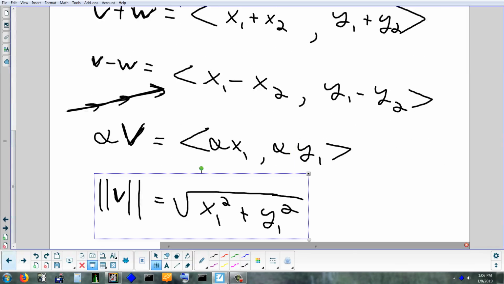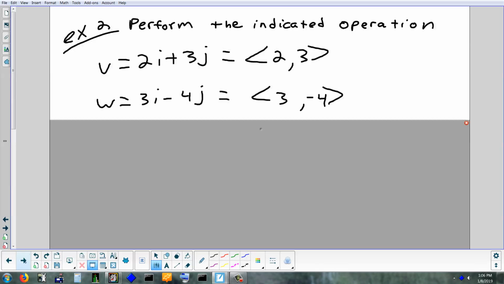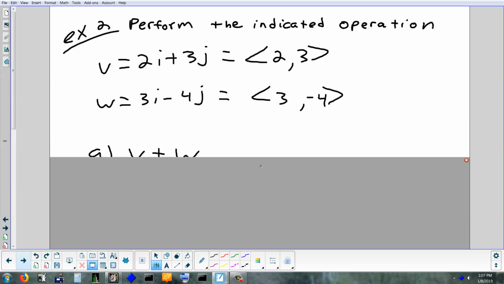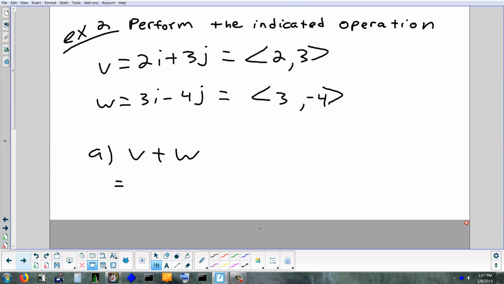Okay, so let's try one of each. So here are our vectors. I've written them in what we call unit vector notation, that's i's and j's, and the algebraic notation, that's with the angle brackets. We'll practice writing our answers both ways. You should be able to do either one. First one I want to do is v plus w.